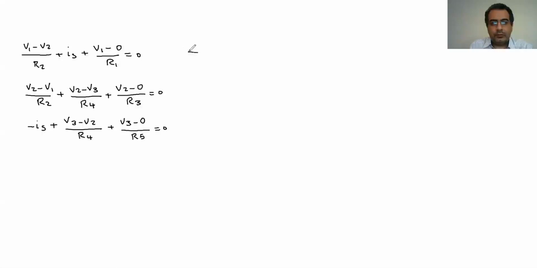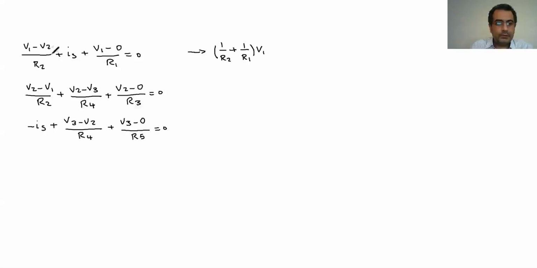So the very first one, I will first look at the V1, and I keep the V1, and every coefficient I have for the V1, I put it in front of that. So here is 1 over R2, and then V2 is IS, and here I have 1 over R1 plus 1 over R1. So that is the V1. So it's the V1 over R2, V1 over R1.